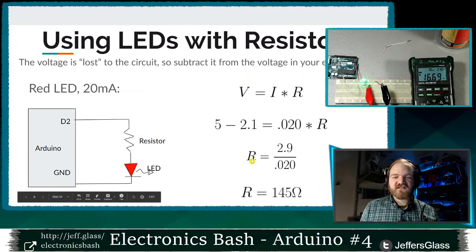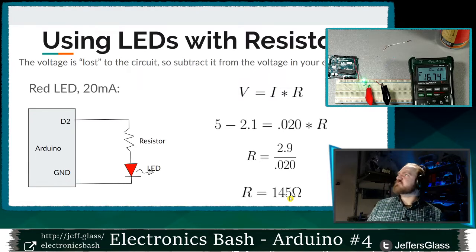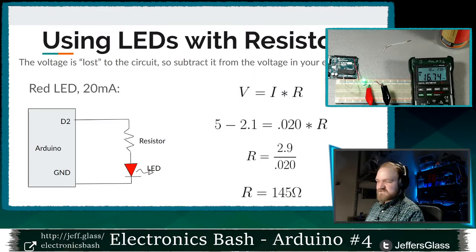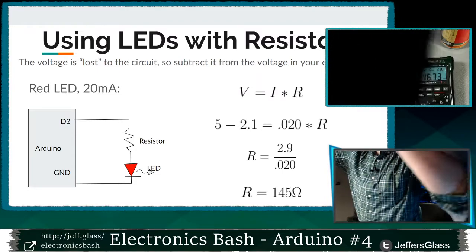We move some things around. We get that our resistance is 2.9, when we took these two things away, over this 0.02. And our resistance is going to be about 145 ohms. So in a practical world, probably about 150 ohms. And I realized I didn't grab my 150 ohm resistors, but I should, because we should do this demo too.